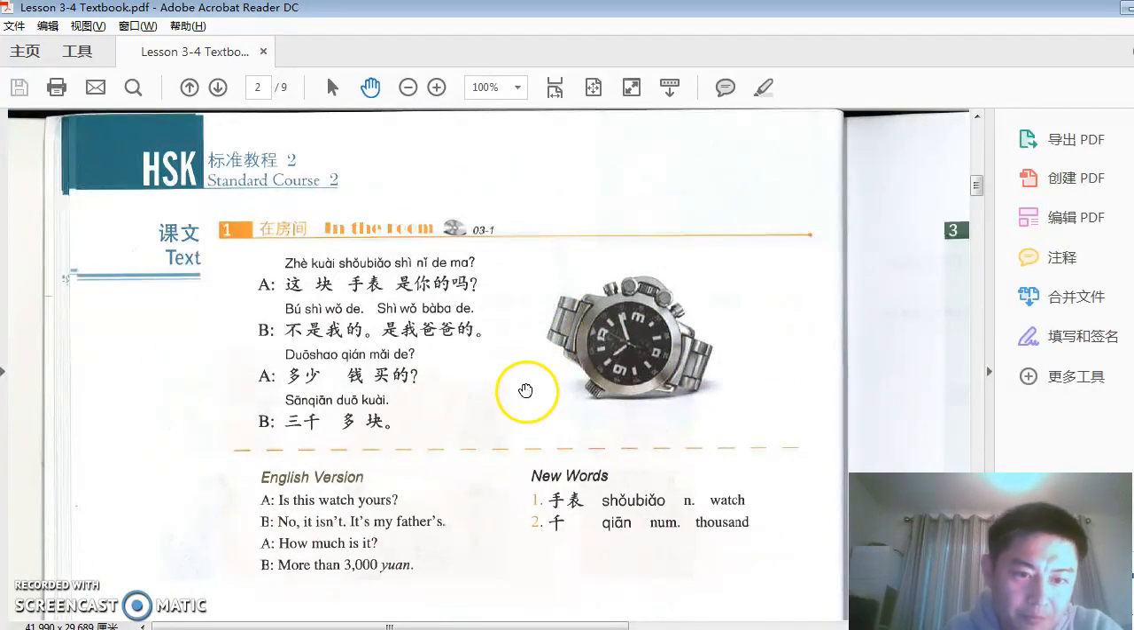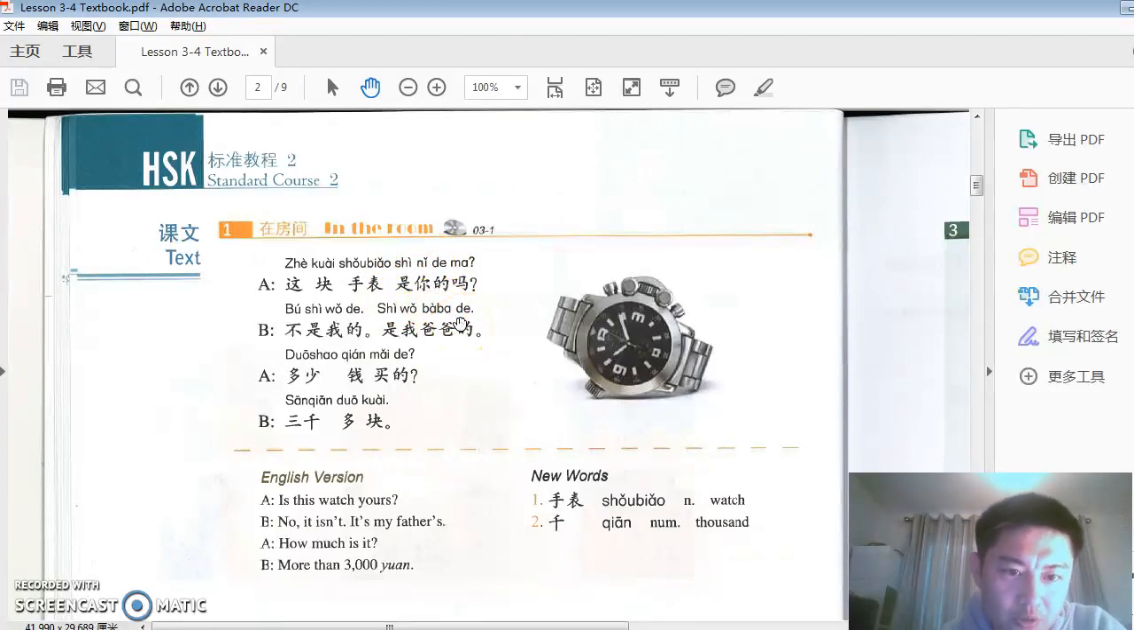First of all, page 18, the first conversation. 这块手表是你的吗？这块 is a measure word, also used as a measure word for Chinese money. Like 1块钱, a Chinese dollar. 5块钱. This 块, this one, 手表 is watch. 是 is. 你的, here, is used as yours, right?